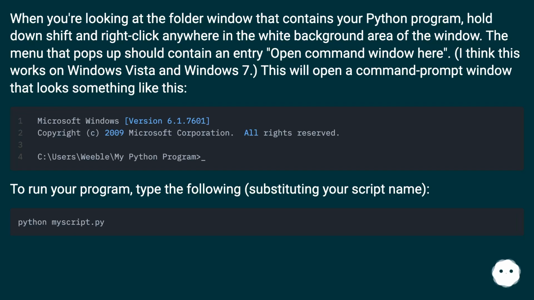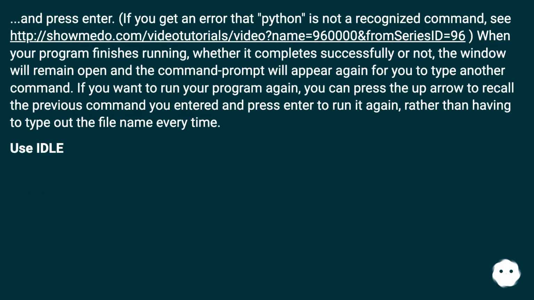To run your program, type the following, substituting your script name. And press enter. If you get an error that python is not a recognized command, see this URL. When your program finishes running, whether it completes successfully or not, the window will remain open and the command prompt will appear again for you to type another command. If you want to run your program again, you can press the up arrow to recall the previous command you entered and press enter to run it again, rather than having to type out the file name every time.